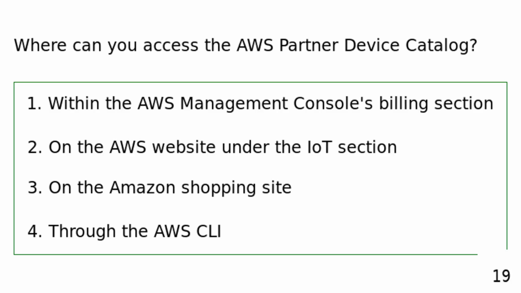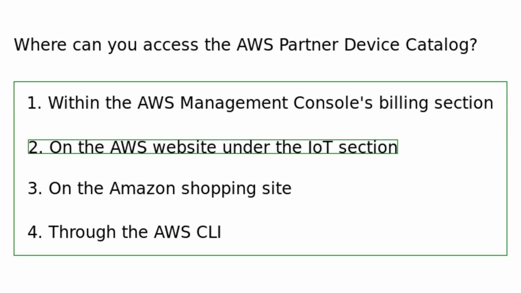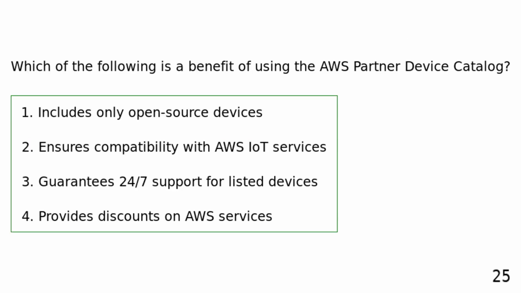Within the AWS Management Console's billing section. On the AWS website under the IoT section. On the Amazon shopping site. Through the AWS CLI. The AWS Partner Device Catalog can be accessed on the AWS website under the IoT section. Which of the following is a benefit of using the AWS Partner Device Catalog?